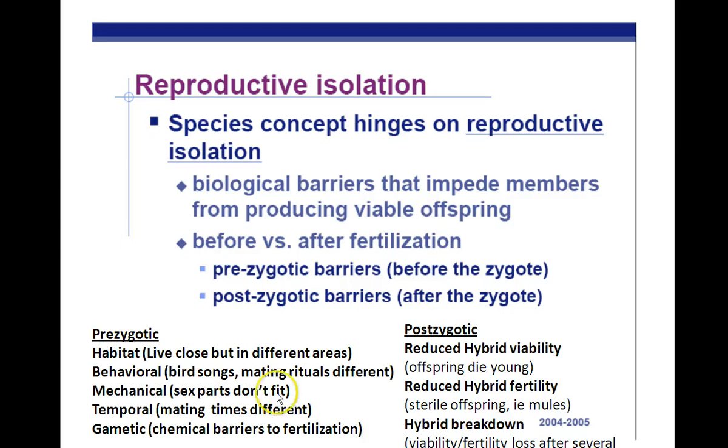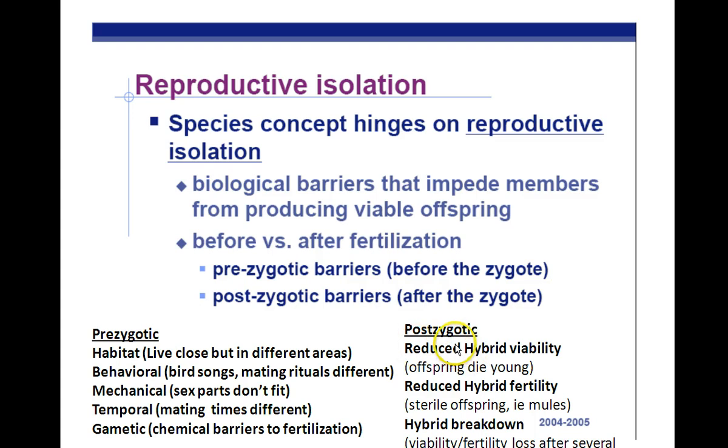Mechanical isolation is where the sex parts don't fit, so you can't reproduce. Temporal isolation is where the mating times are different, so you don't reproduce. And gametic isolation is a chemical barrier to fertilization, so the zygote never forms. All these things prevent 2 species that are pretty closely related from becoming one species.